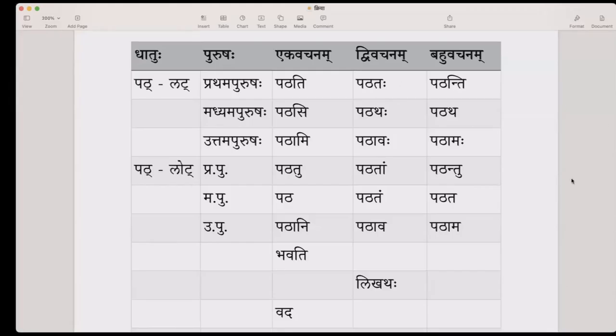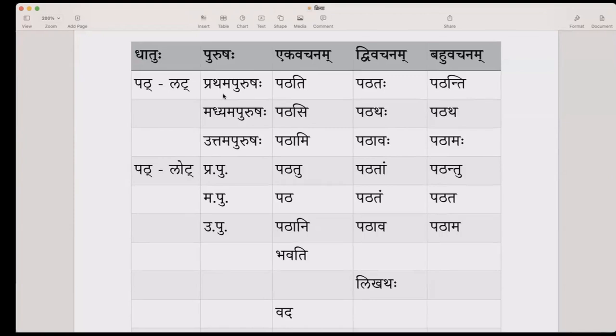This table we saw in Shabdamanjari, so I have just taken it and put it here for the verbs. So in Lat lakara, Prathama Purusha actually corresponds to third person in English, but learn it as Prathama Purusha, learn it as Madhyama and Uttama so that you don't get confused with the English notations there. Okay, it's easier this way.